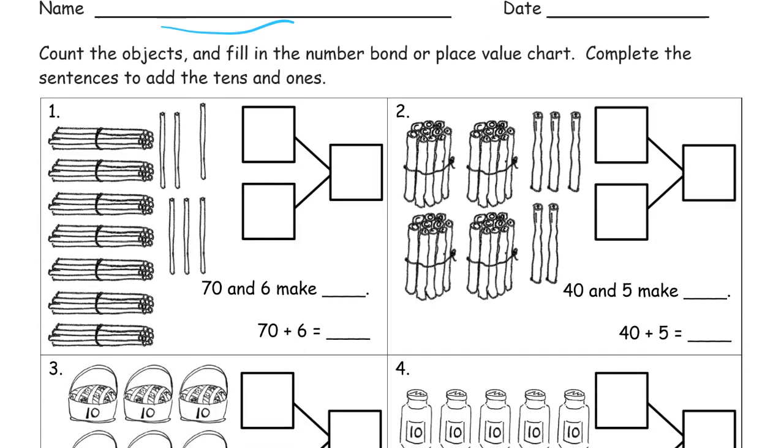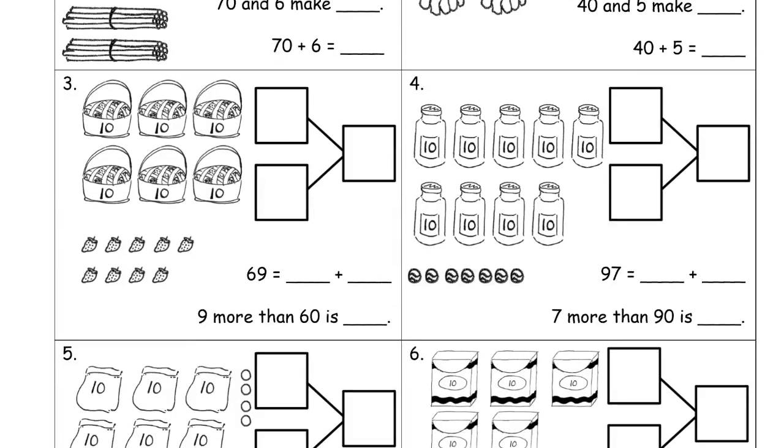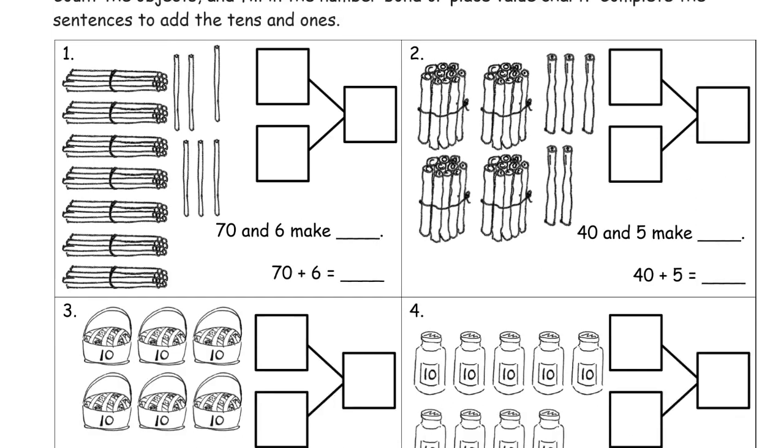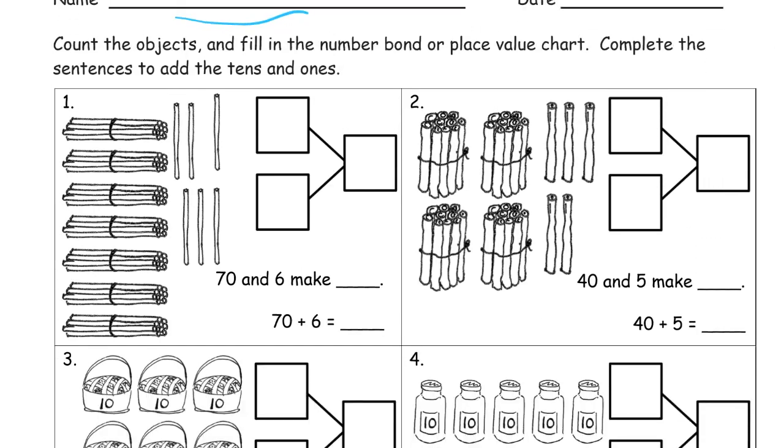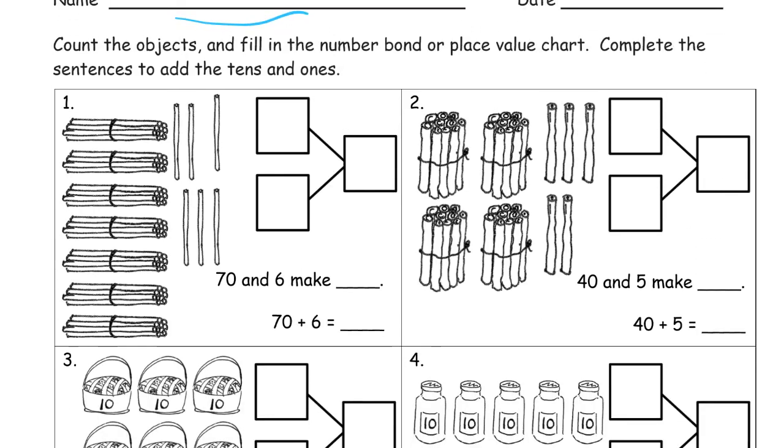And we're counting objects, filling in the number bond or place value chart. Our first page is all number bonds, and our second page is going to be all place value charts. And then complete sentences to add the tens and the ones together. So we're looking at our first one.